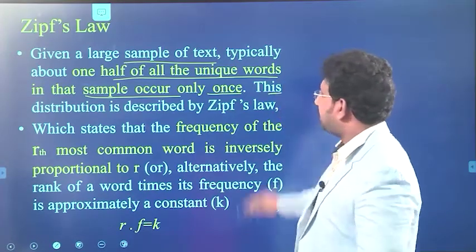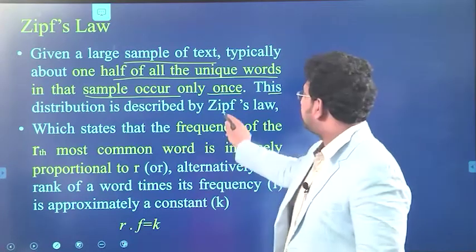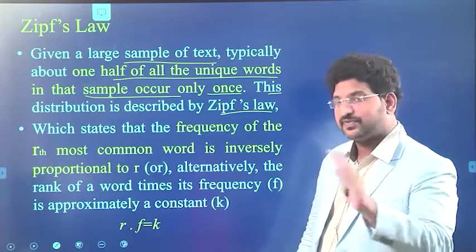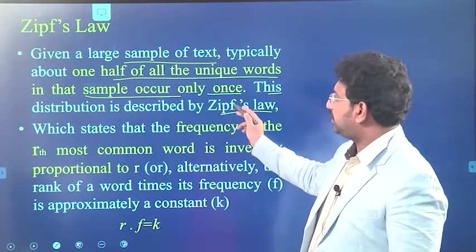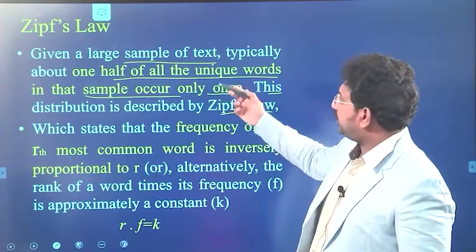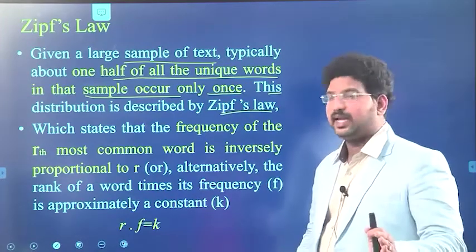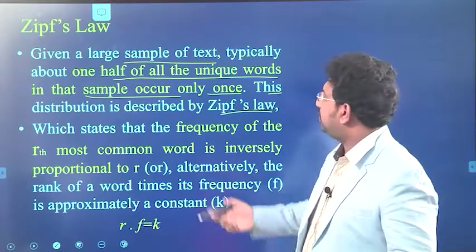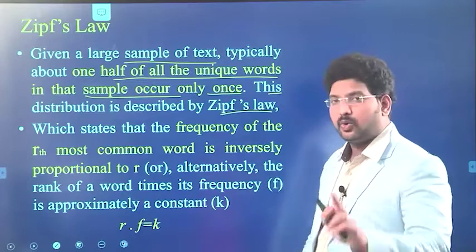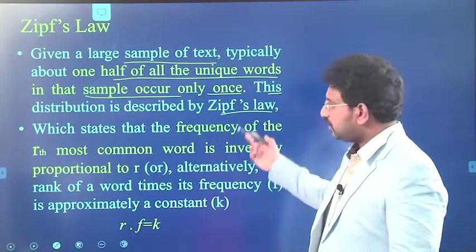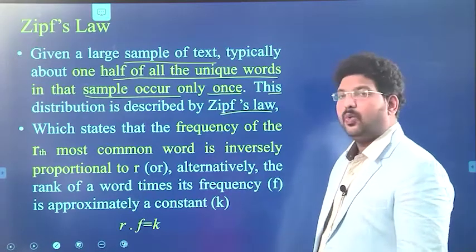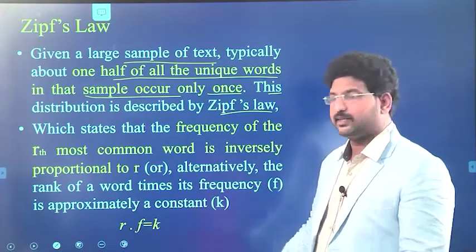This distribution is simply described by Zipf's law. So what you are going to learn here is that, given a large sample of text, one half of all the unique words in that sample occur only once. This distribution is described by Zipf's law. What is Zipf's law stating, and what is it about?